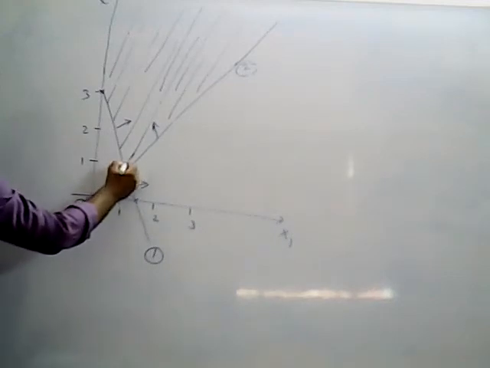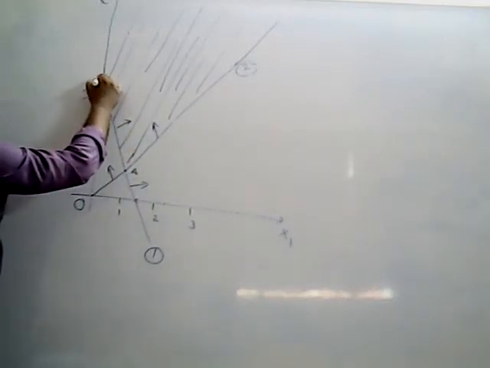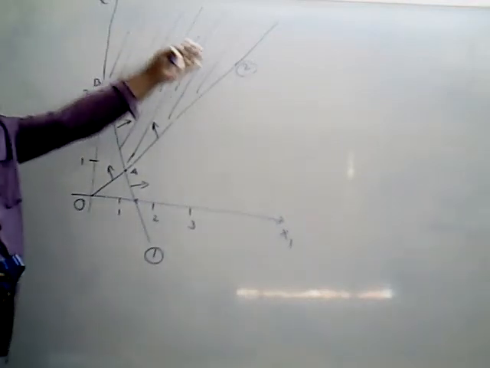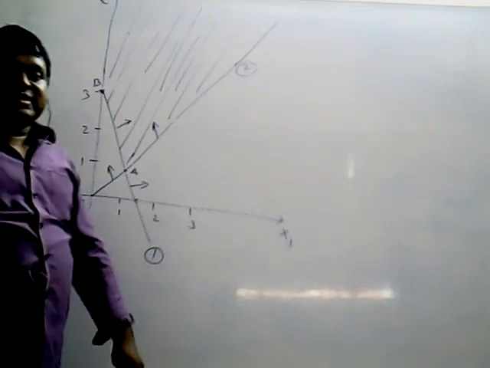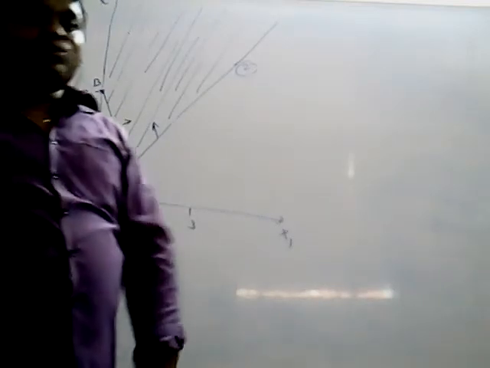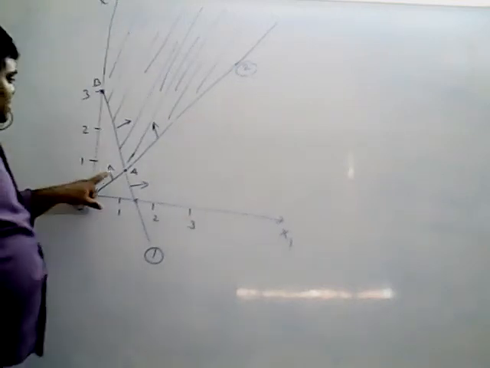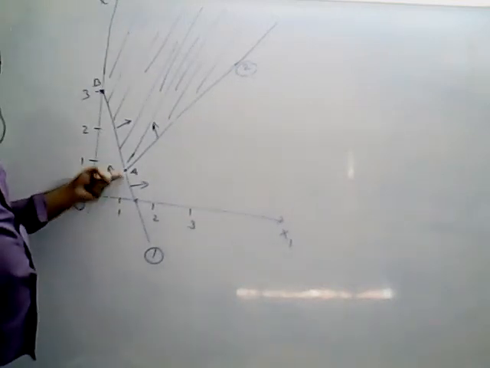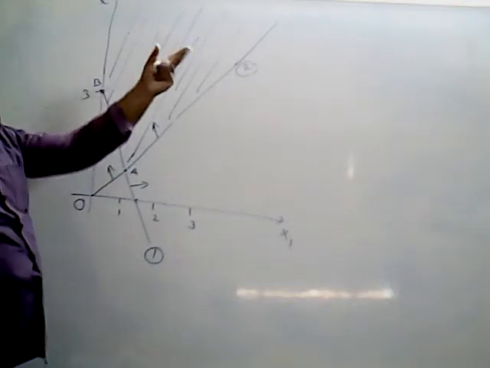Now what are the points you are getting from the feasible region? A is 1 point I am getting. B is 1 point I am getting. The remaining points I am not getting at the edges. So only A and B. Now the same concept: assume that A and B are the only points in the feasible region. You are not getting any other points.